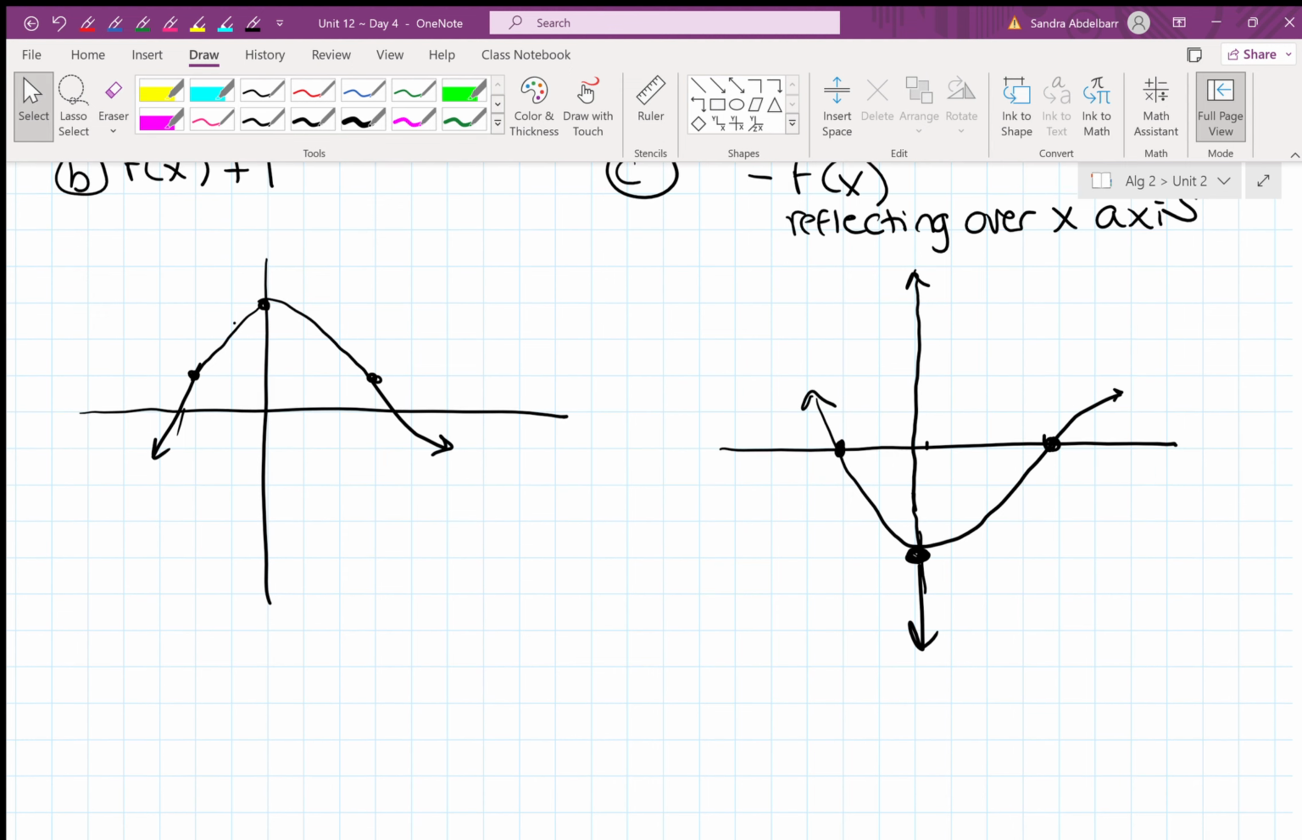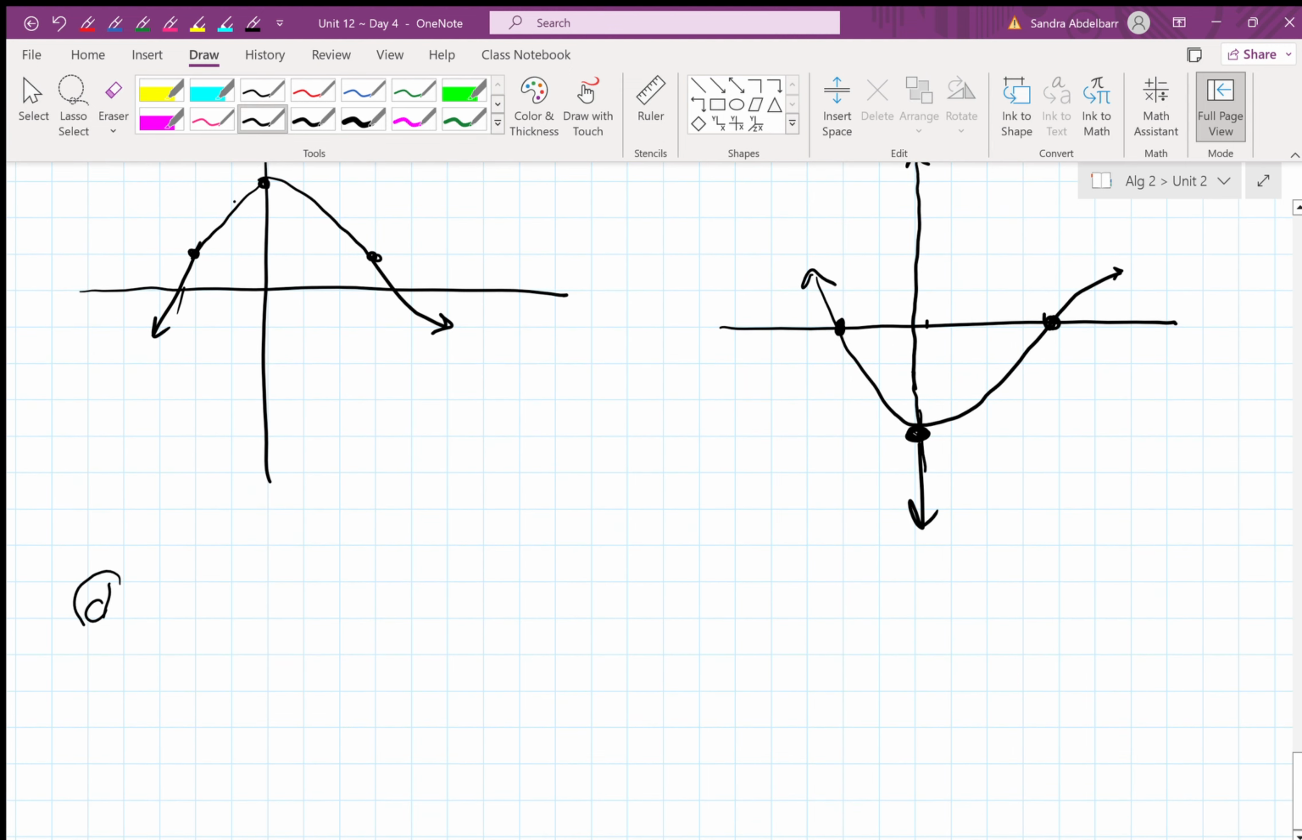All right, and the last one for shifting. Yes, Claire. The negation of f of x, is this the same as the inverse? Do you mean f of -x? Yes, because you're reflecting it, so that's what's happening there.